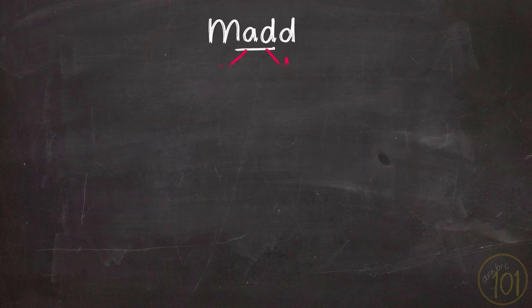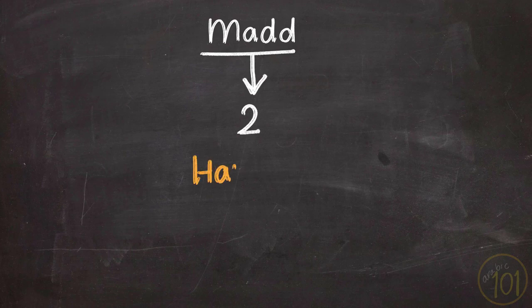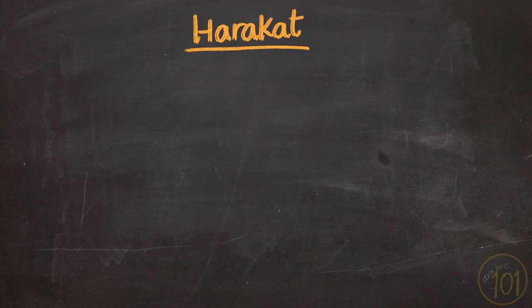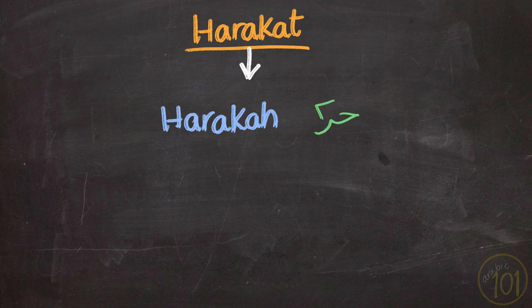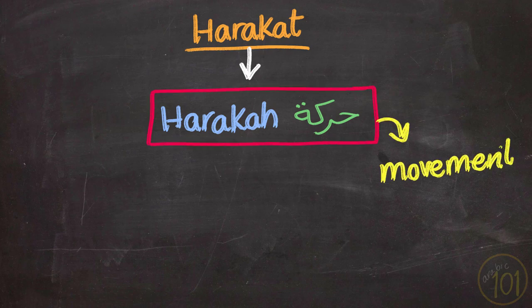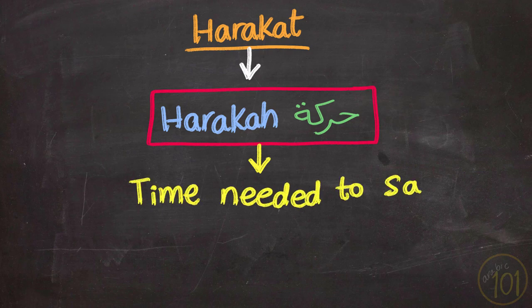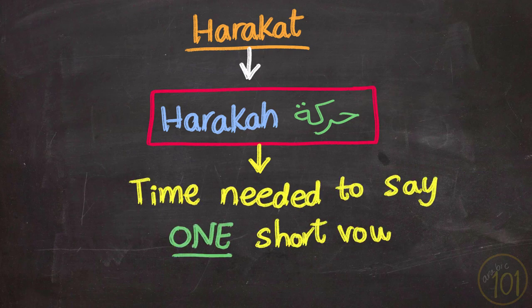So when we have a mad in the Quran, we say that this mad is 2 harakat, 4, 5, or even 6 harakat. So the word harakat is the measurement unit of mad, and it is the plural of a noun, haraka. Haraka in Arabic literally means a movement, but in terms of Tajweed, it refers to the time needed to pronounce one short vowel.